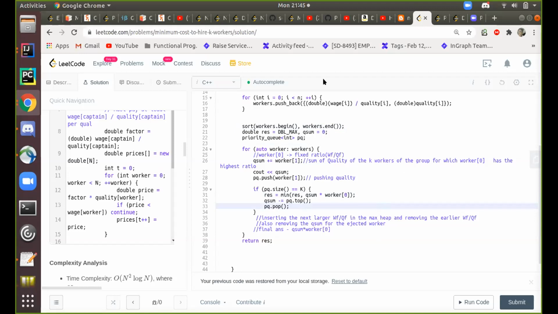Yeah. So we are maintaining a max heap of quality, correct, in this case. Right. Quality. We are using that ratio using this array.